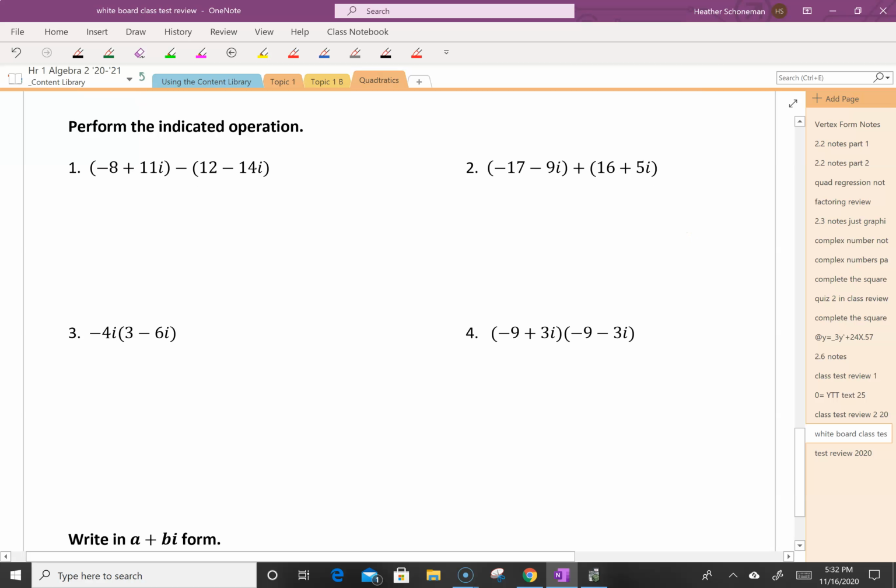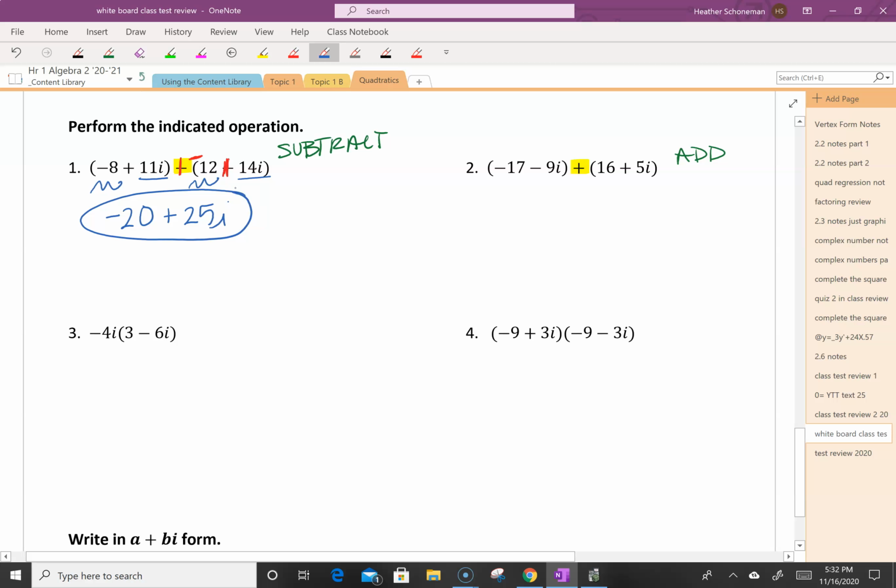All right, perform the indicated operation. Now notice here there's a sign in between the parentheses. So on this first one, we need to subtract, and on this one, we need to add. So when we subtract, we change the sign to a plus, and then we change the sign of everything in the parentheses. Now all we have to do is combine like terms. -8, -12 is -20. 11i and 14i would be positive 25i. That's it.